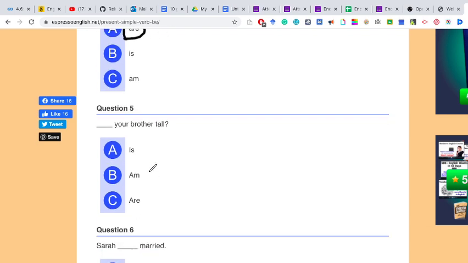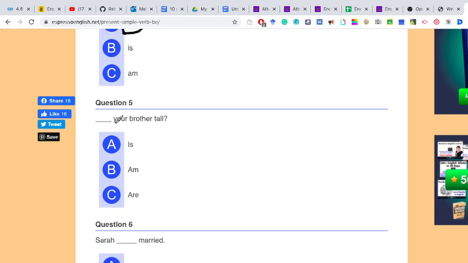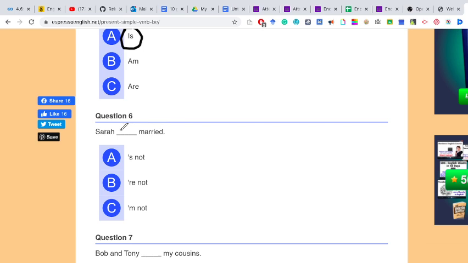Your brother tall. Your brother, this is a subject, right? Brother is a subject. Brother is he. With he, we use? Absolutely, we use is. This is the right answer. Is your brother tall? Question 6. Sarah married. Sarah's not or not? Sarah is she. And with she, the contracted or short form of the verb be is not or is not. Sarah's not married. The answer is A.